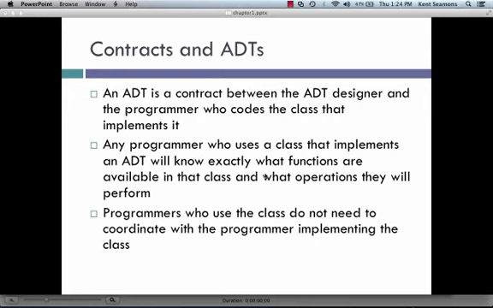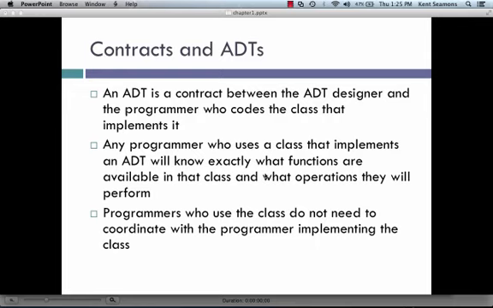So there's a contract between the ADT designer, whoever comes up with the function signatures, and then the programmer who implements that class. And then any programmer who uses the class, in the second bullet, is a different programmer than the programmer in the first bullet. We're talking about two different programmers. So let's be clear. I'd like to make sure you clearly understand that.